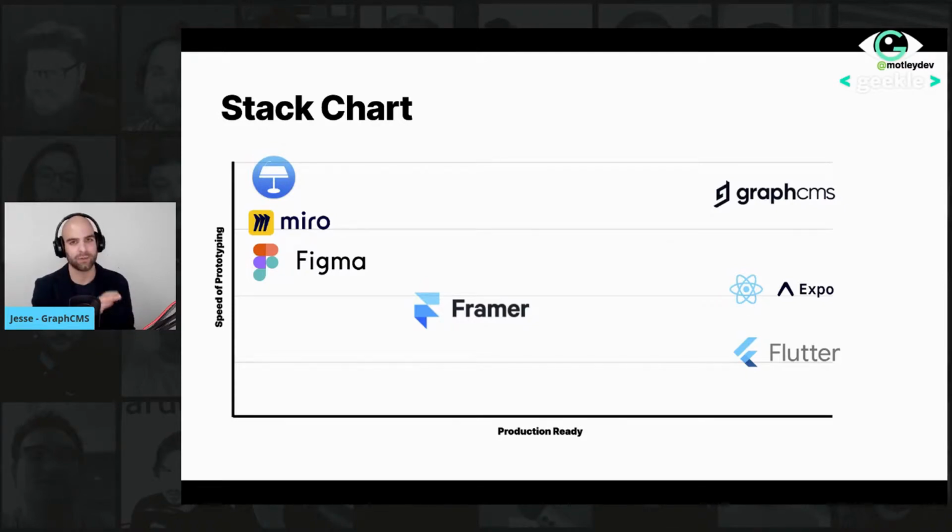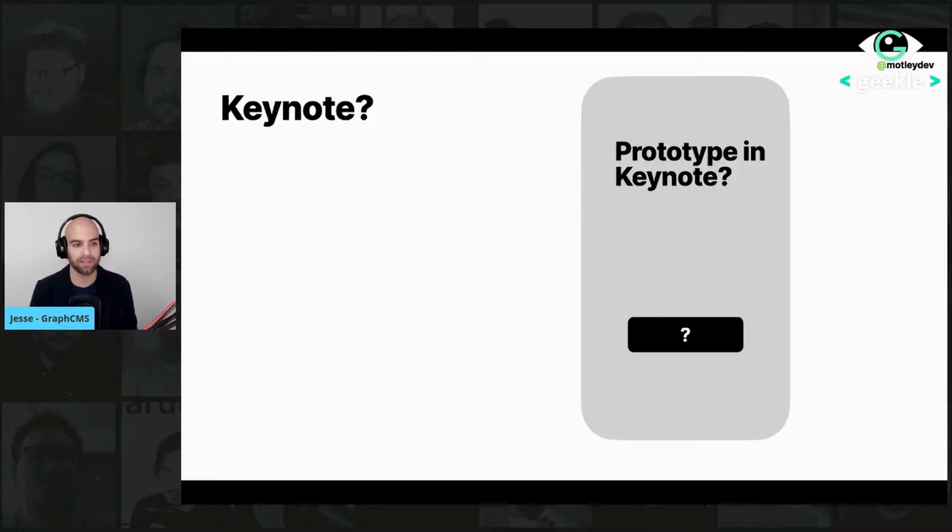Miro is a fantastic tool. I recommend everybody actually use it. For example, production ready, totally on the far left. But as far as speed of prototyping, way up there. And then lastly on my little chart here, Keynote. And I know some of you are thinking, can you prototype in Keynote? Well, yeah, old school style. So let's go ahead and wrap it up here real quick.